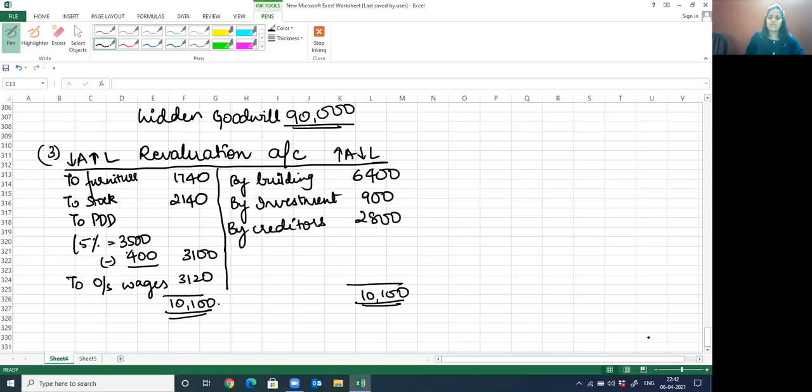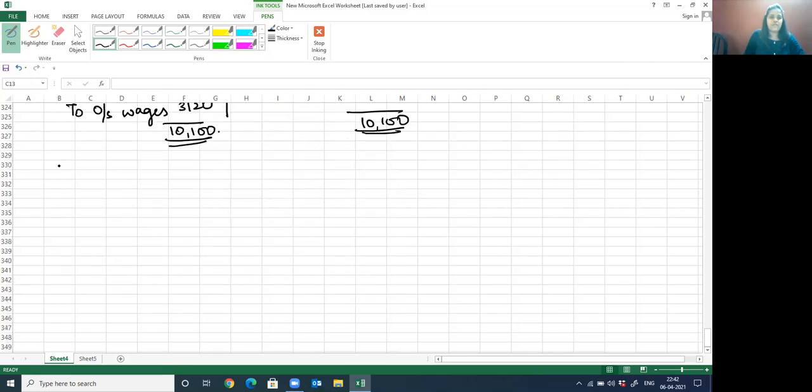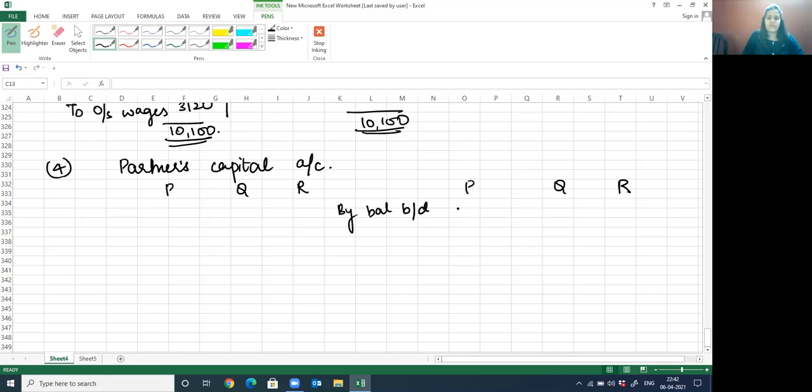Okay, so there is no revaluation profit or loss. Then you will do partners capital account. Okay, so in partners capital account you have P, Q and R. So first you will do by balance brought down. So 88,000 and 72,000. Then he will bring in cash, 50,000. Then you will raise the goodwill.